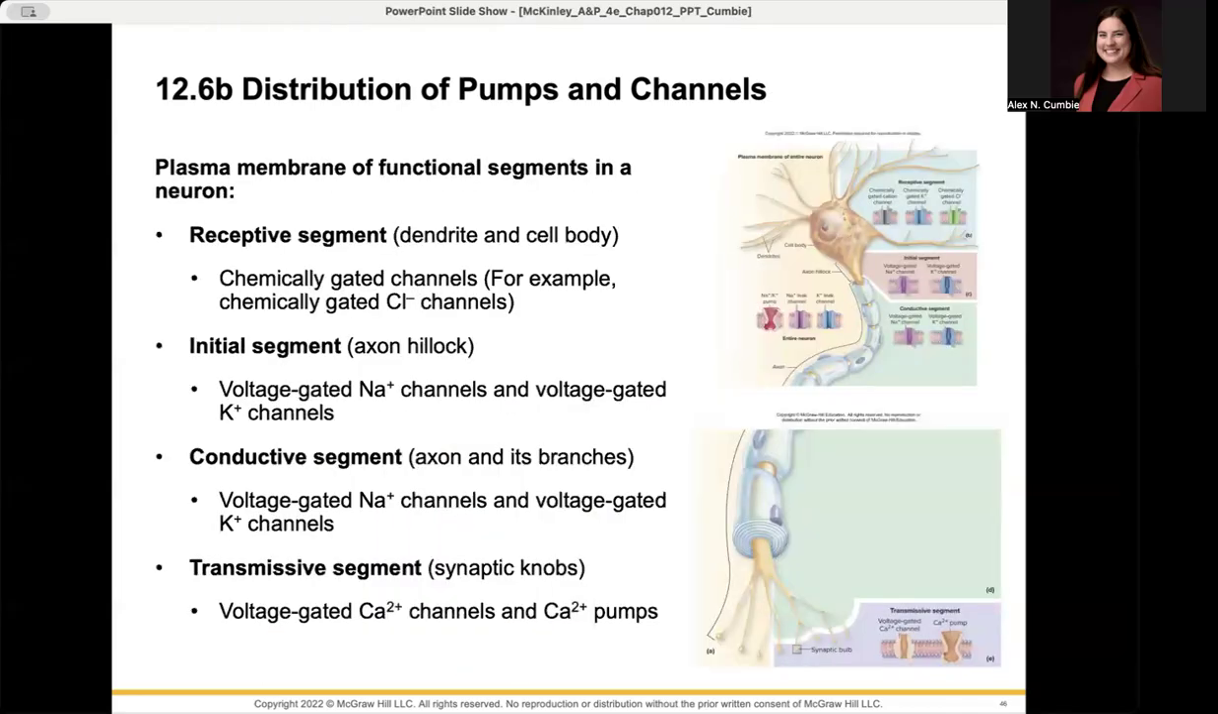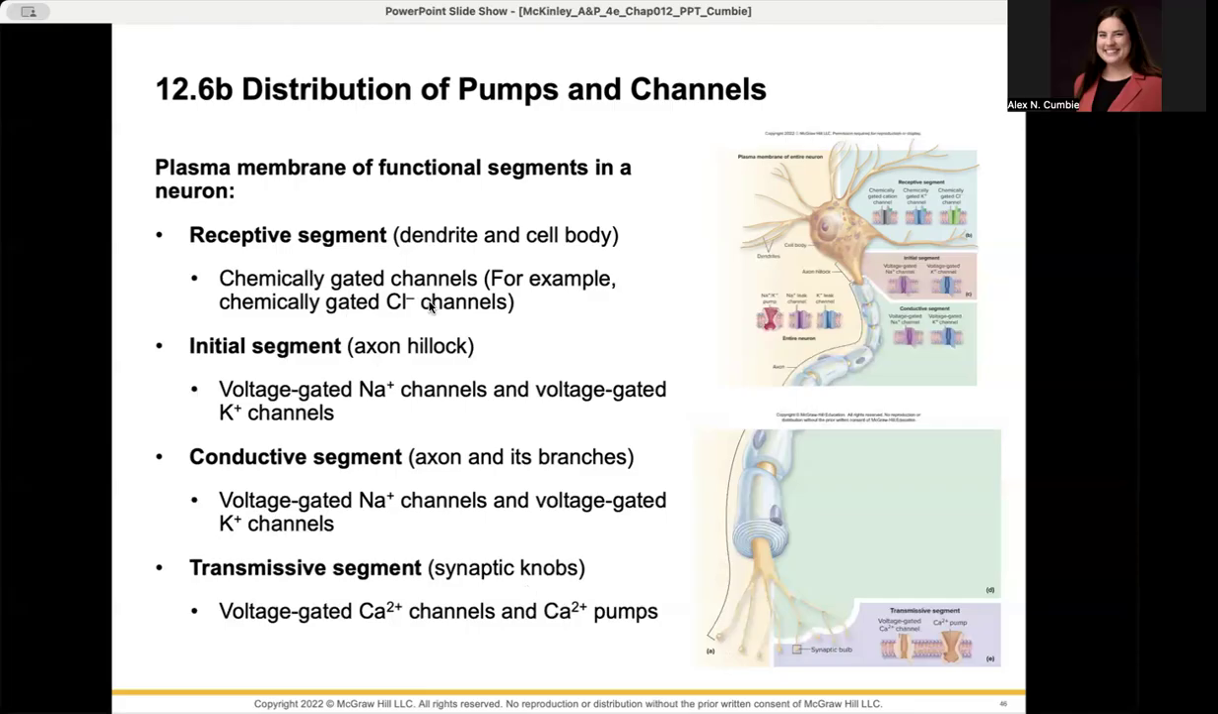So in the neuron, we have a few things going on. And the plasma membrane is going to look different. It's going to have different channels depending on what part of the neuron that you're on. We have different segments is what we would put them into. We have the receptive segment, which is present on the receiving end of the neuron. So this would be the body of the neuron as well as all those dendrite branches. We have the initial segment, which is present at the axon hillock. And then we have the conductive and transmissive segments. The conductive segment is the axon and all of its branches or collaterals. And then the transmissive one is right when we get to the end of the axon at the synaptic knobs.